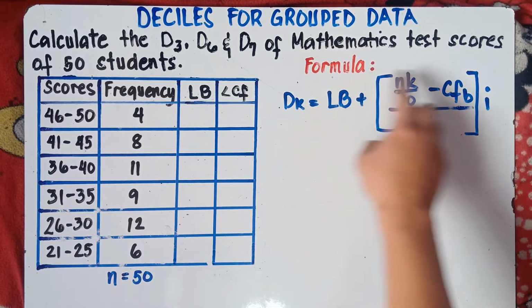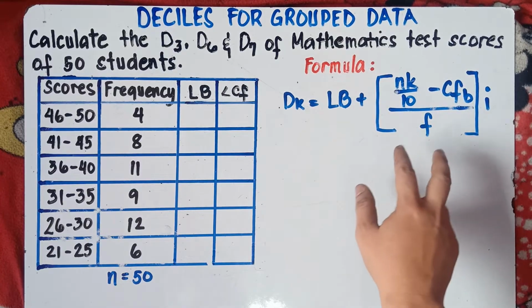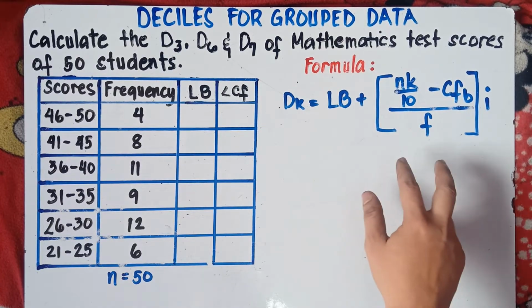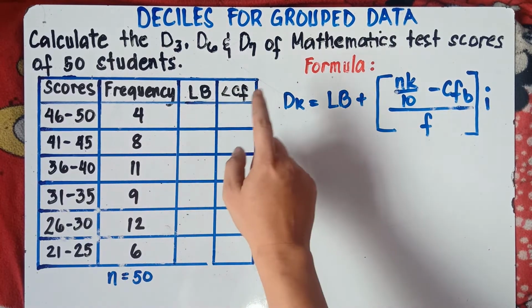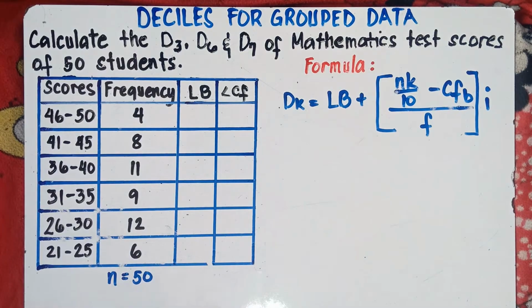interval. Once again, class, do not be worried about this formula because we will be explaining it step by step. But before we explain the formula, we need to find the value of LB and less than CF. Now, to get LB, class, very easy.